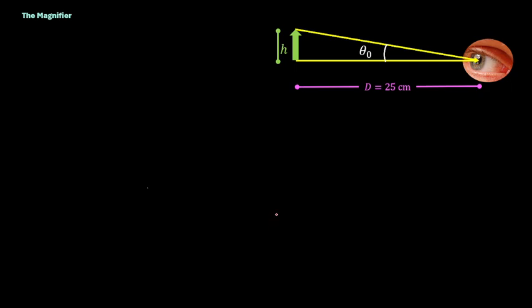Hello all. In this video we are going to discuss the compound microscope. Before we start the topic of compound microscope, we first discuss its predecessor, the magnifier, which is a simple microscope. It consists of a single lens. The image formation by magnifier can be understood clearly from this ray diagram.